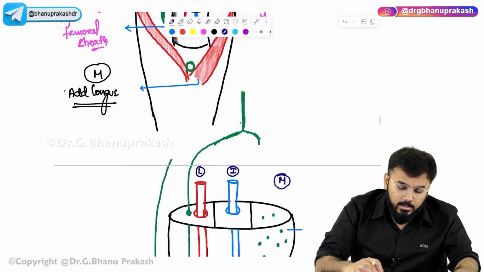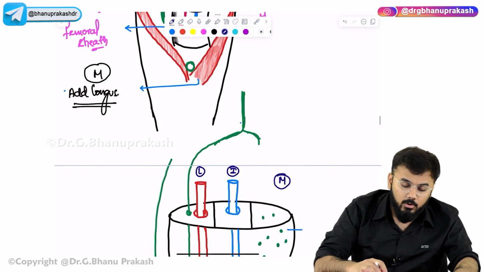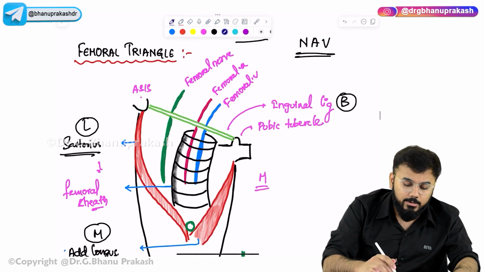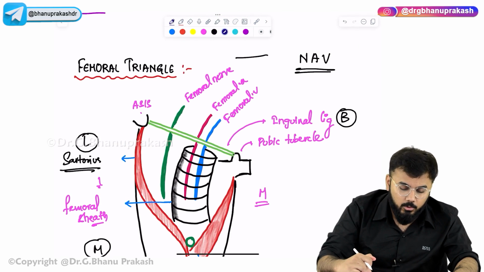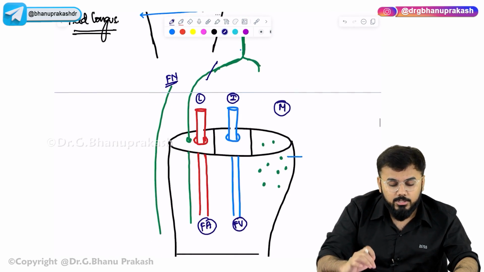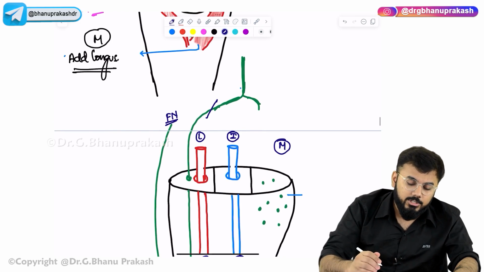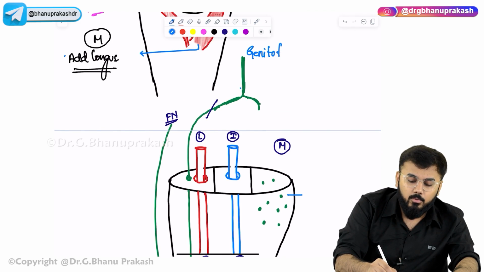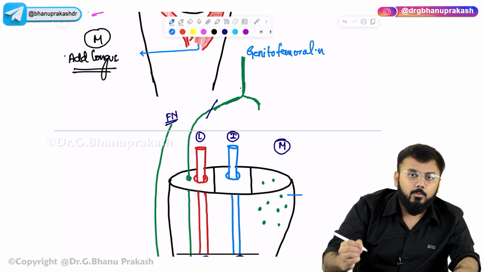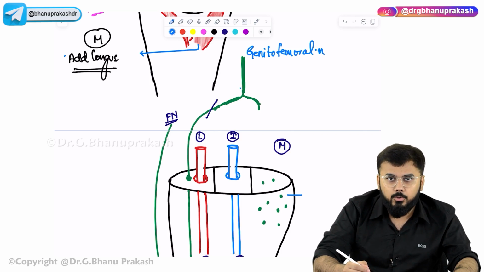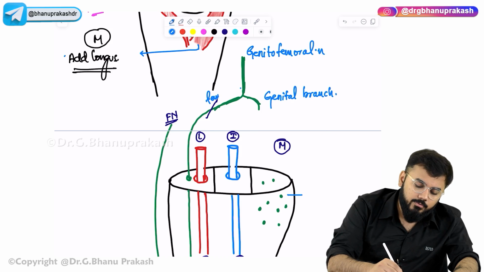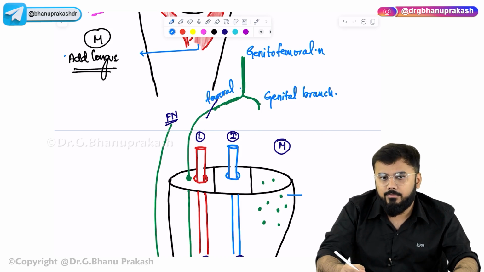Next, if you look at the nerves also, where is the femoral nerve located? This is not the femoral nerve here. The femoral nerve is this one. Why? As I already showed you, the femoral nerve is located outside the femoral sheath. So here also the femoral nerve is located outside the femoral sheath. Now inside the femoral sheath, here you have a branch. This is called the genitofemoral nerve. The genitofemoral nerve divides into two branches. One is called the genital branch, and the other one is called the femoral branch.